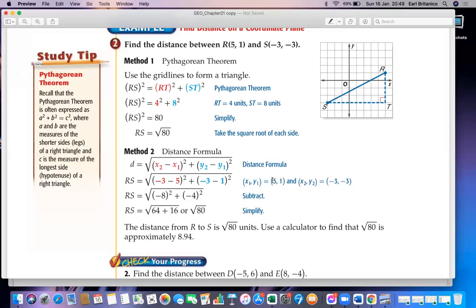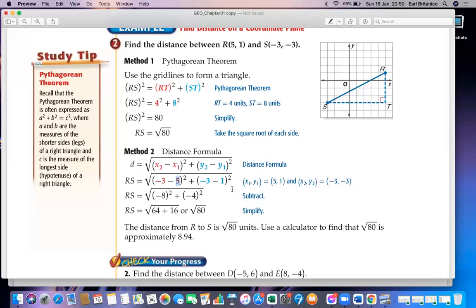Put the numbers from these two ordered pairs into your formula. Okay, it says x2 minus x1. So what's our x2? -3. Where did we get this -3? From here. Minus, the formula says minus, 5. Where did we get 5? From the first number here.